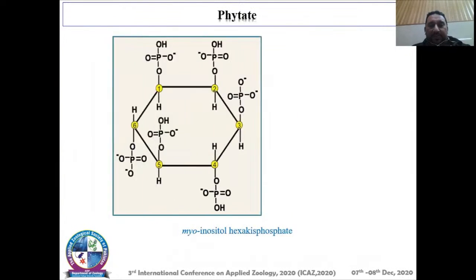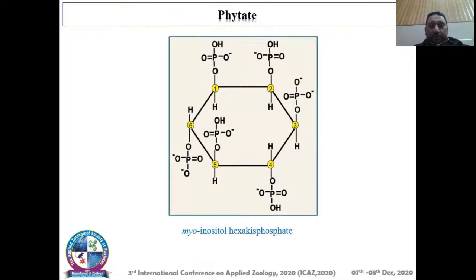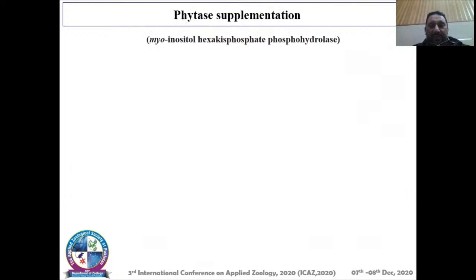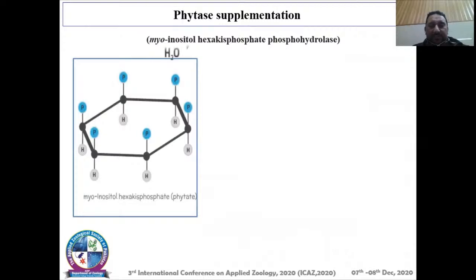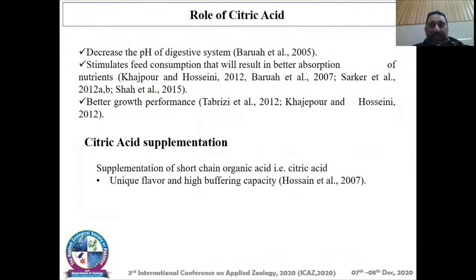This is the first supplement which is used in my research work, phytase supplementation, and the second supplement used in my research work is citric acid. Citric acid decreases the pH of the digestive system and stimulates feed consumption, which results in better absorption of nutrients. Citric acid is a short chain organic acid with unique flavor and high buffer capacity.